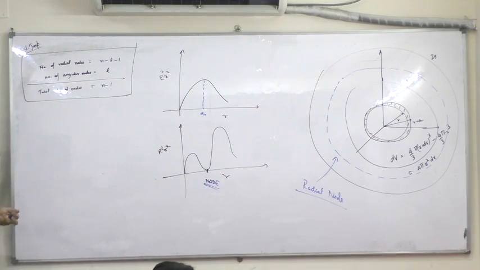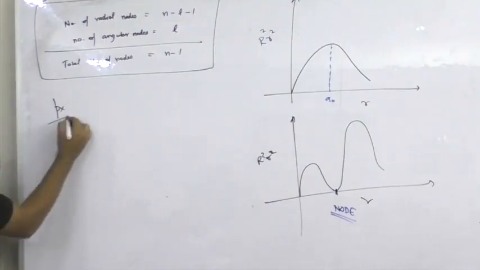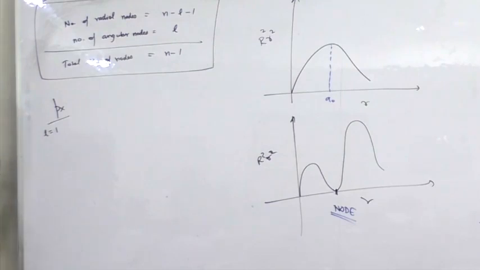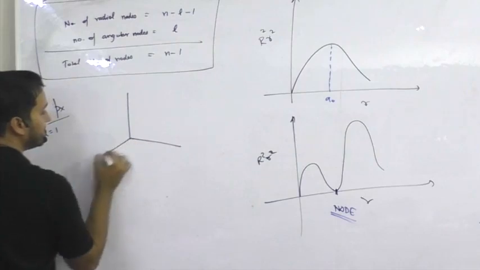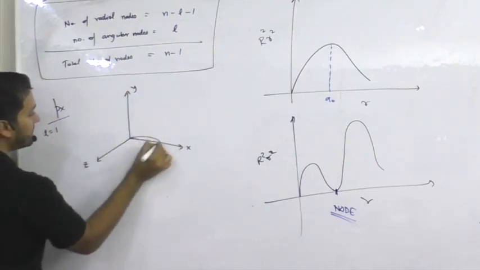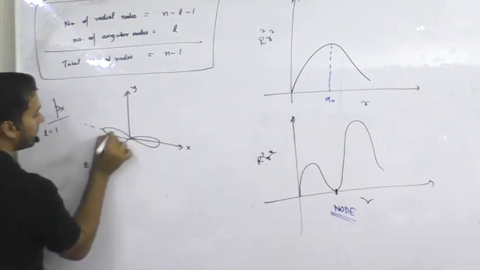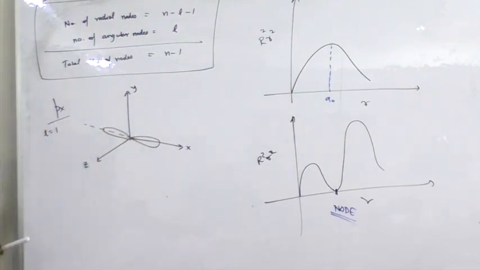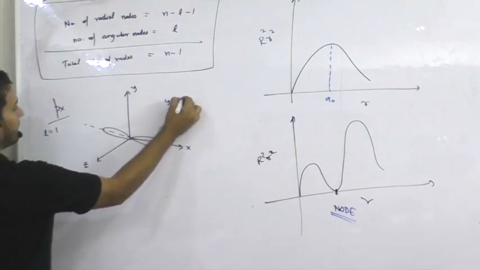As the name suggests, an angular node also is a region in space where the chances of finding the electron is 0, right? Now, say I have px. For px, how much is the l value? l is 1. So for a px orbital, we will have one angular node. The angular node for px looks like this. If this is the x-axis, y and z, px is this. The angular node for px is the yz plane.